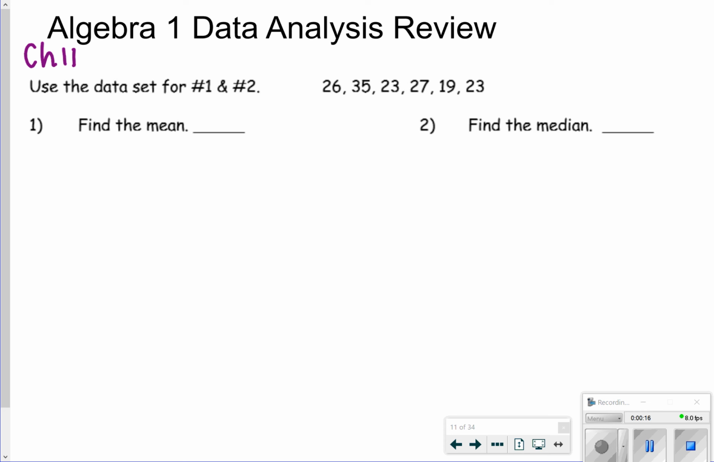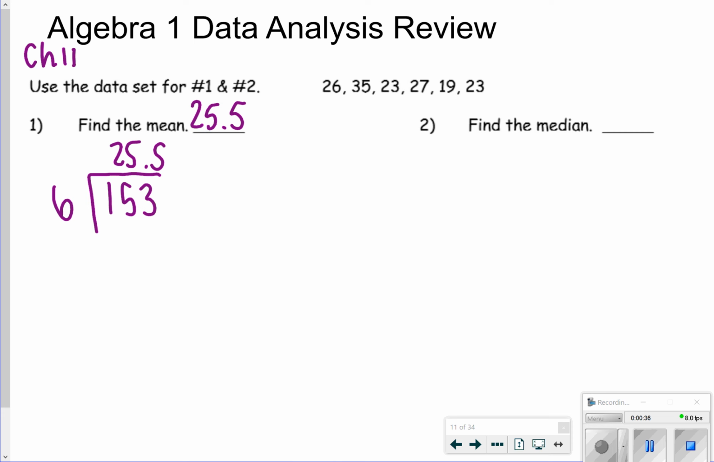So for number 1, you're supposed to find the mean. What you need to do is add these all up together. That would give you a total of 153 when you added them. And then you're going to divide by how many there are, and there are 6. So if we divide 153 by 6, we get 25.5. So our mean is 25.5.